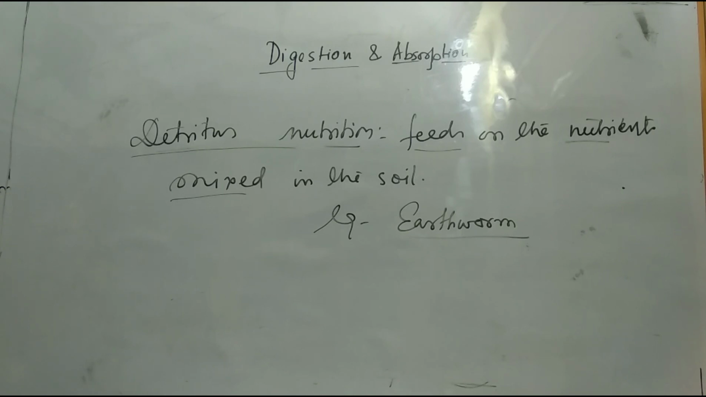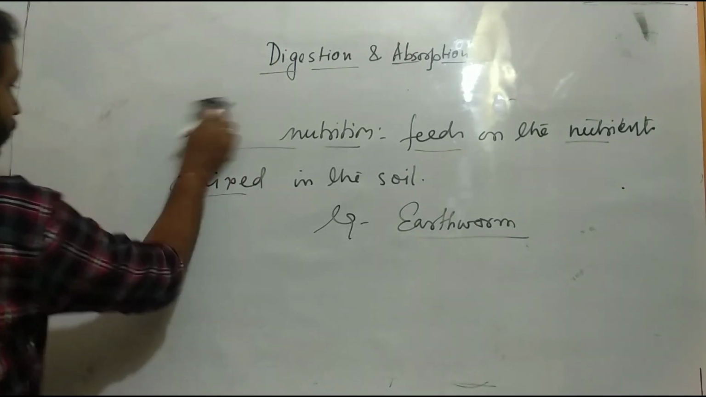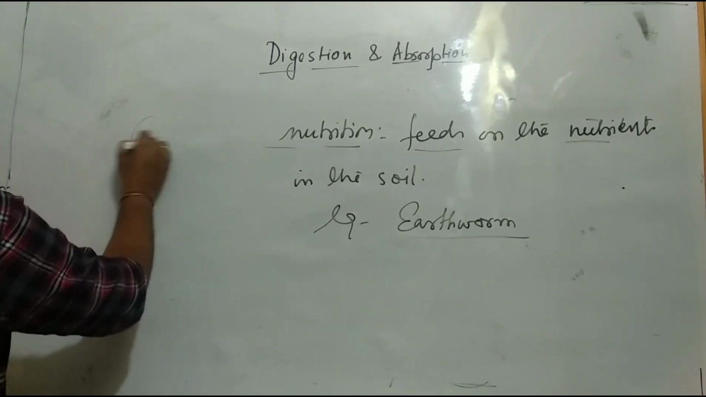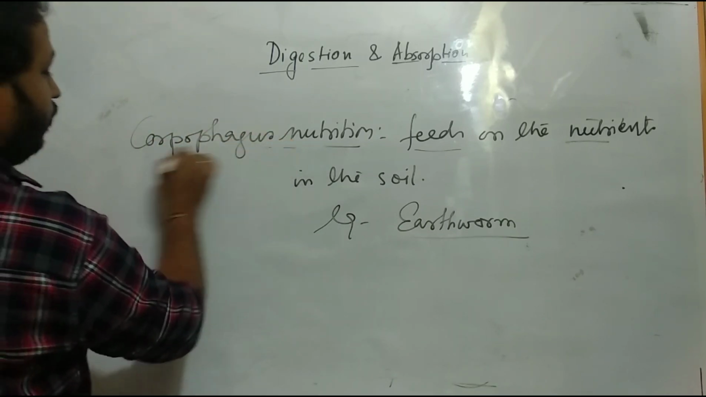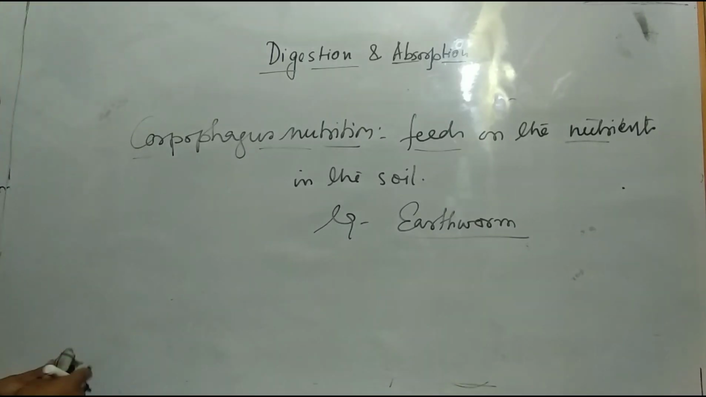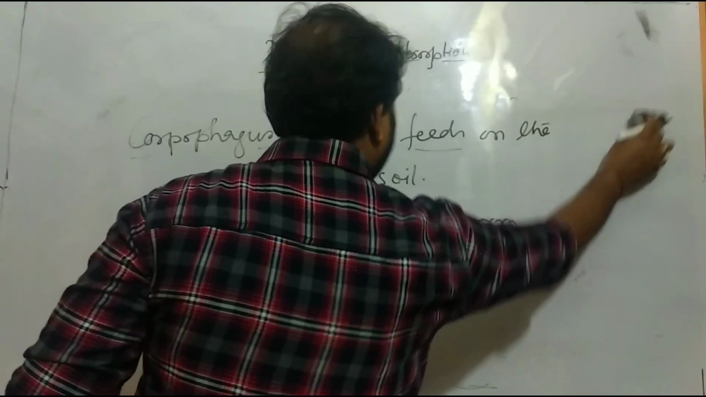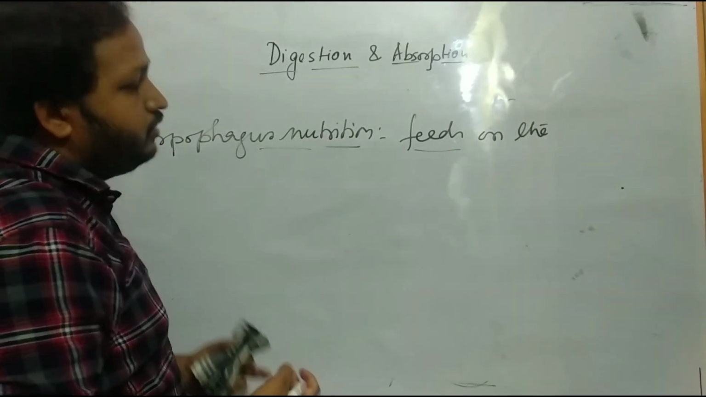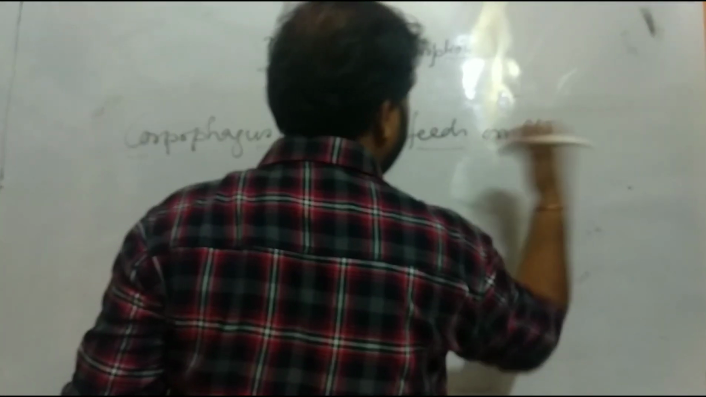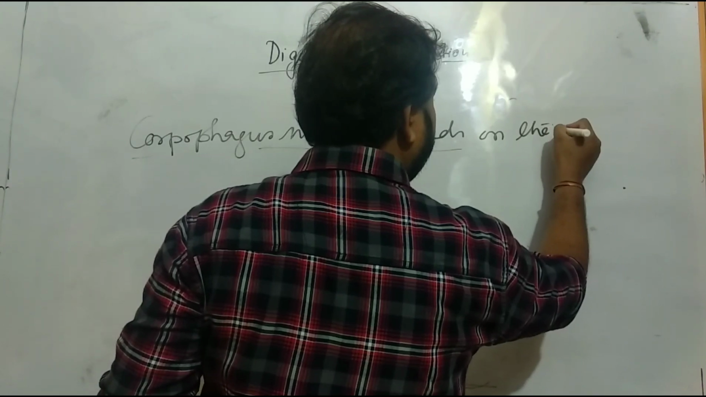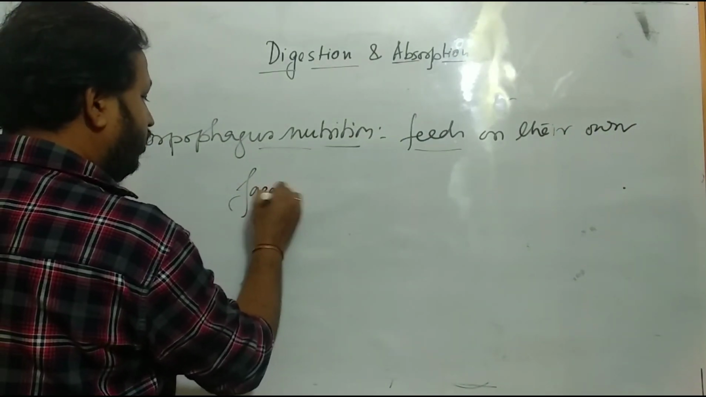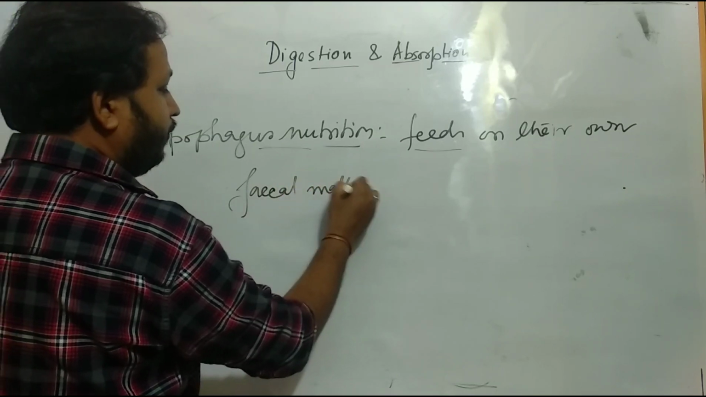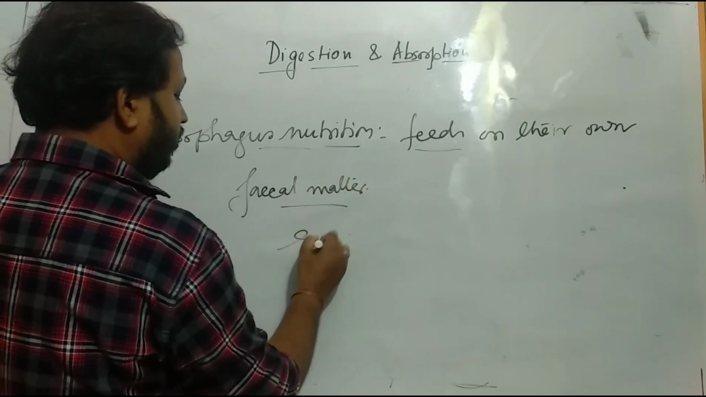One more type is coprophagous nutrition. This group of organisms sometimes, not always, feeds on their own fecal matter. Example, rabbit.